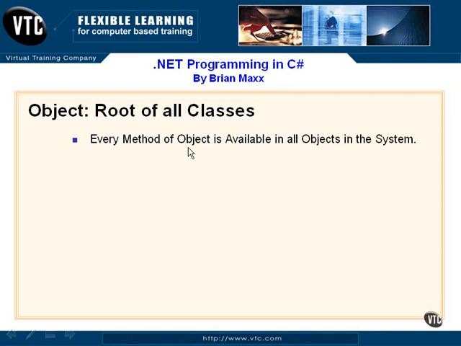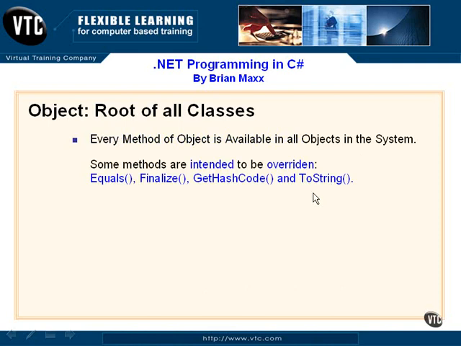Every method of object is available in all objects in the system, as I mentioned. Some methods are really intended to be overridden, and that would include Equals, Finalize, GetHashCode, and ToString. And we're going to look at some of these in our example.